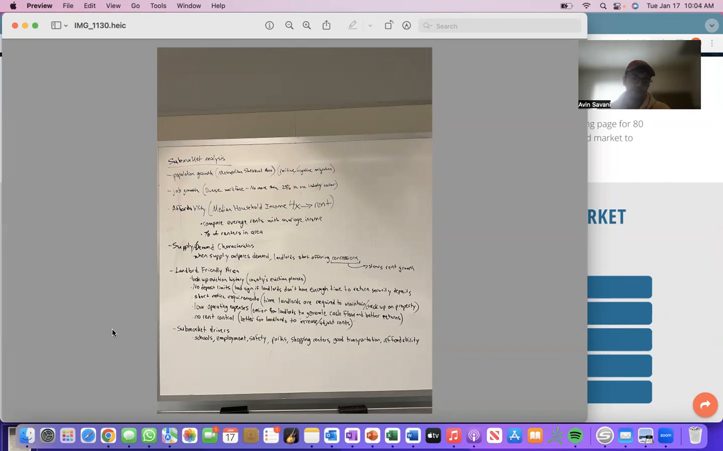So yeah, and then submarket drivers, I would say schools, employment, safety, parks, shopping centers, good transportation, obviously affordability. So these things are great to keep in mind.